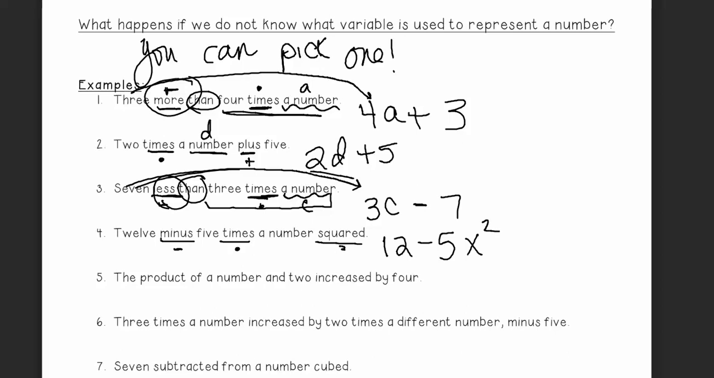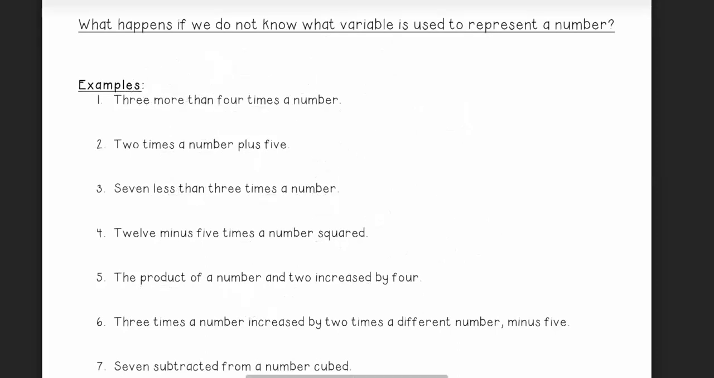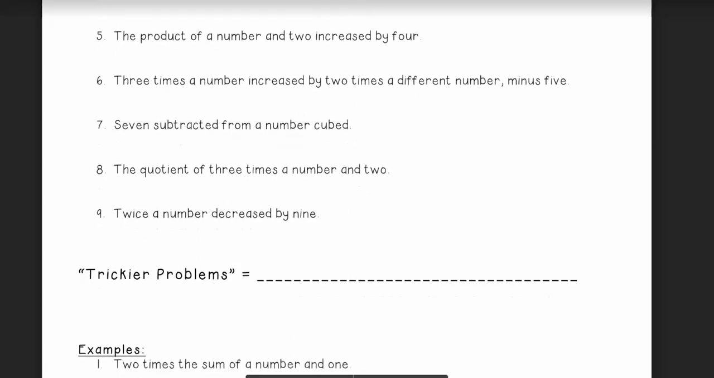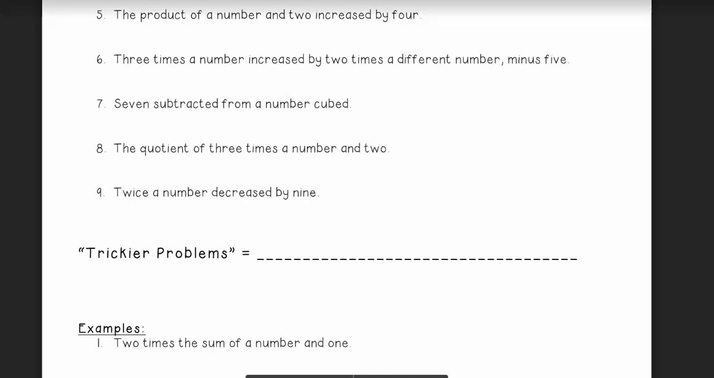Number 5 is the product of a number and 2 increased by 4. Product means multiply, increase means add. So the product of a number and 2, so that's going to be 2y increased by 4. If you're feeling okay with this, I want you to go ahead and do 6, 7, 8, and 9 on your own. Pause this video and try, and then unpause this video and I'll go over it.